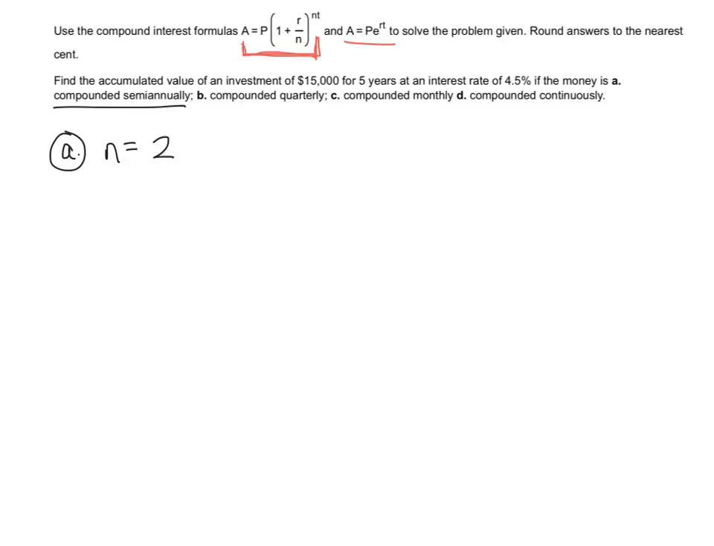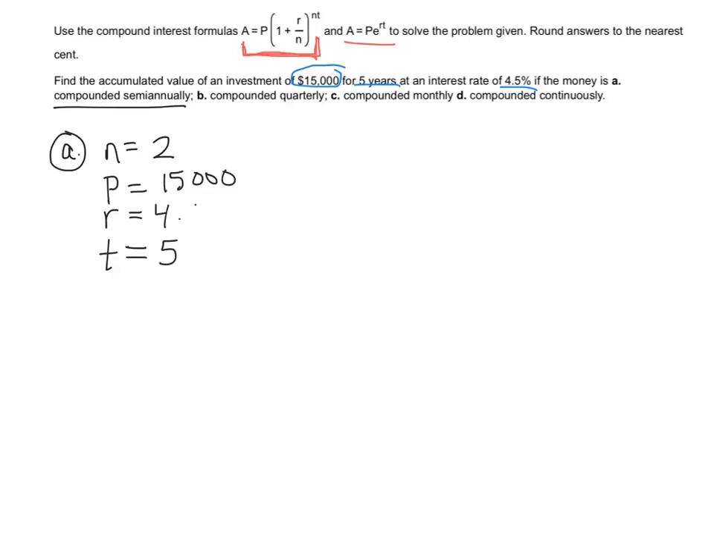So we've already identified N. Now we're going to identify P, R, and T. P is the principal, or the initial amount that you're investing. And in the problem, it tells us that we have an investment of $15,000. So P equals $15,000. And it says it's for 5 years, and T is the number of years, so T equals 5. And we have an interest rate of 4.5%.